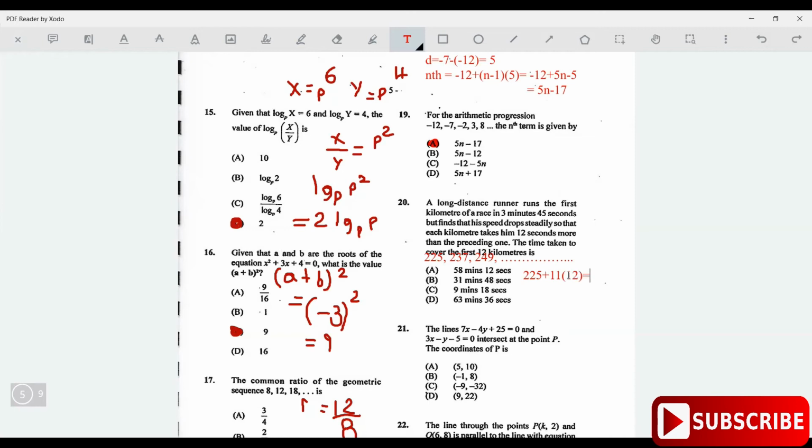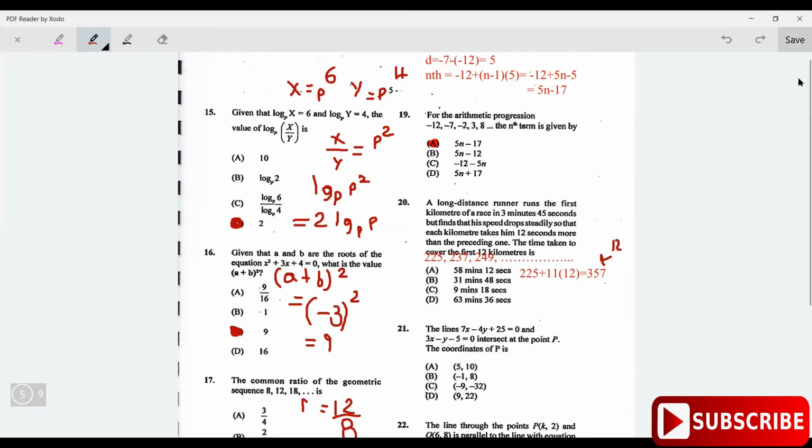That gives us 225 plus 11 times 12, that is 357. So that's the time taken to cover the 12th kilometer. This is the last one.